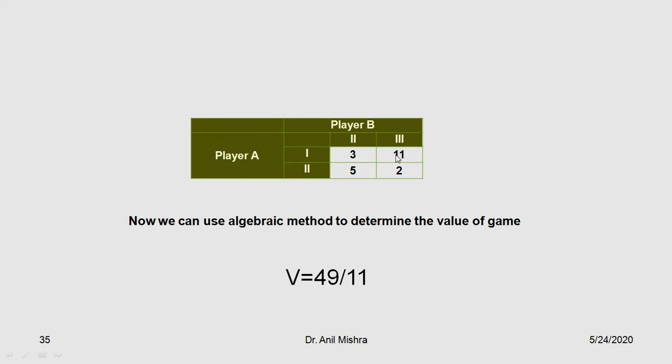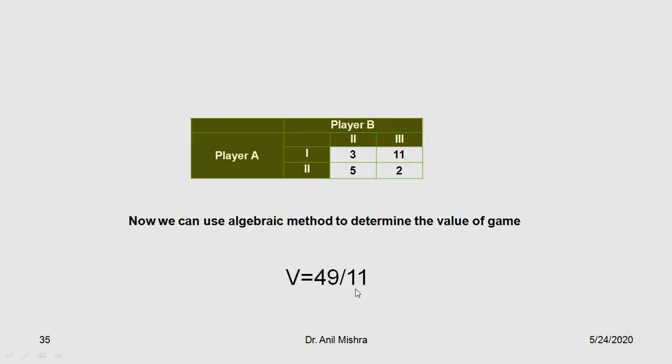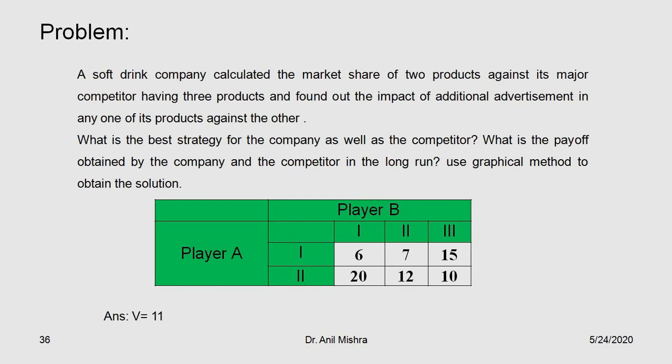So this plus this is 16, this plus this is 5. So 5 minus 16 is minus 11. So minus 49 by minus 11. Thereby we find the term 49 by 11. Okay, this is the value of the game. Similarly, we can find the probability that player A follows the first strategy and that of B also. Okay, let's proceed to the next type of solution.